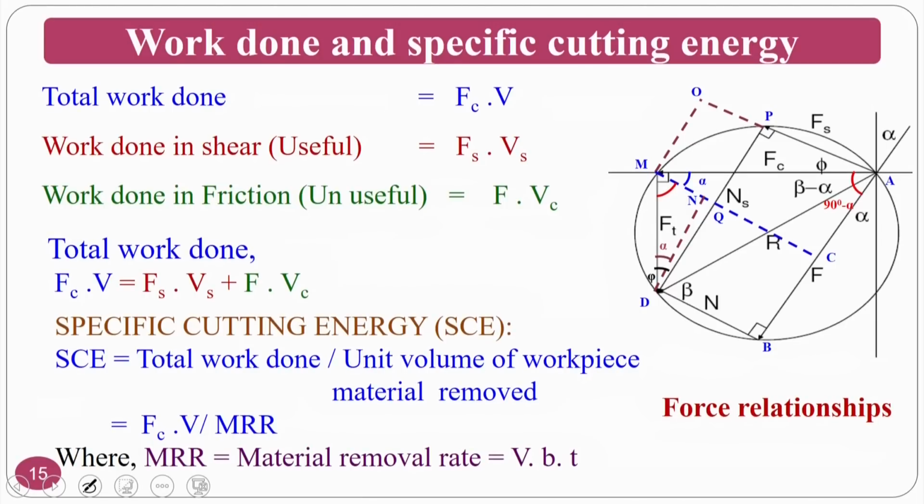Work done in shear is called useful, and work done in friction is calculated through the coefficient of friction or the frictional force. So now the total work is Fc into V, which is divided into useful as well as waste energy. Okay, this is the main equation.